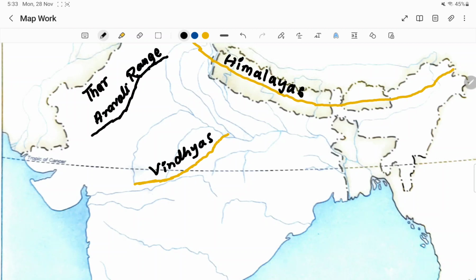After this, the very next topic, that is the Satpura range, also very easy to remember because it is right below the Vindhyas. So here comes the Satpura range.